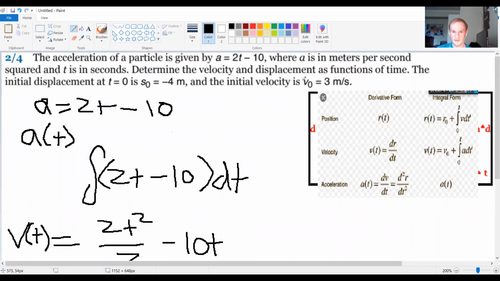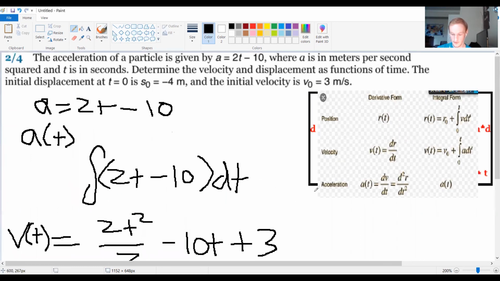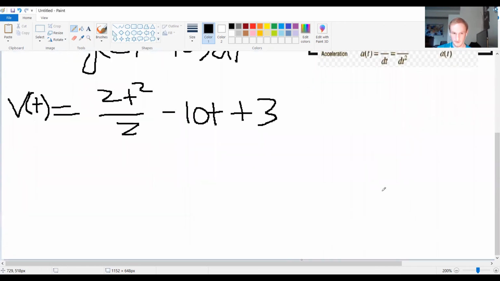And then it says the initial velocity is 3 meters per second. So in order to add that, you just go plus 3. Pretty simple stuff. If anybody was here, ask if they have questions.